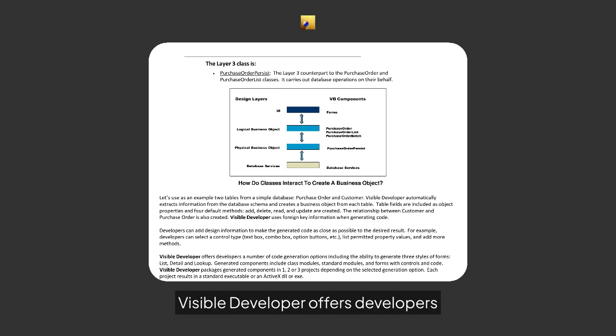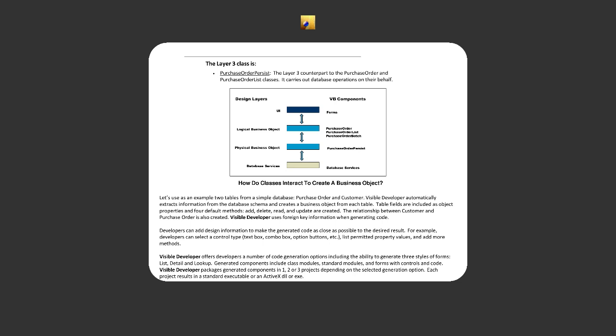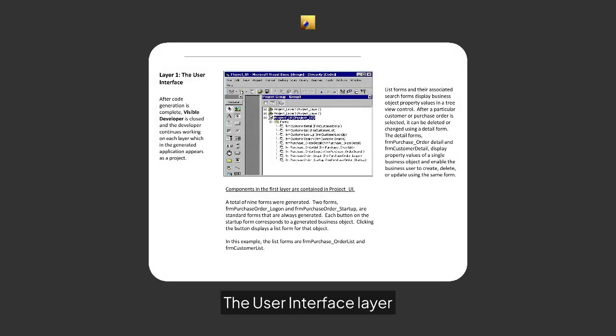Visible Developer offers developers several code generation options, including the ability to generate three styles of forms: list, detail, and lookup. Generated components include class modules, standard modules, and forms with controls and code. The user interface layer is the first point of interaction. List forms and their associated search forms display business object property values in a tree view control. After a particular customer or purchase order is selected, it can be deleted or changed using a detail form.